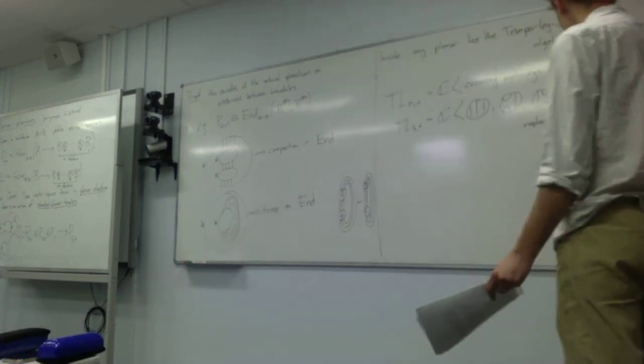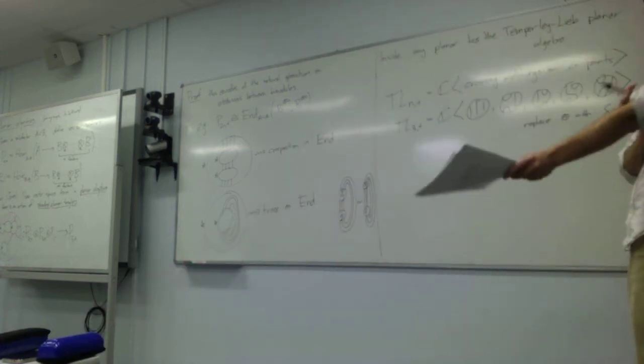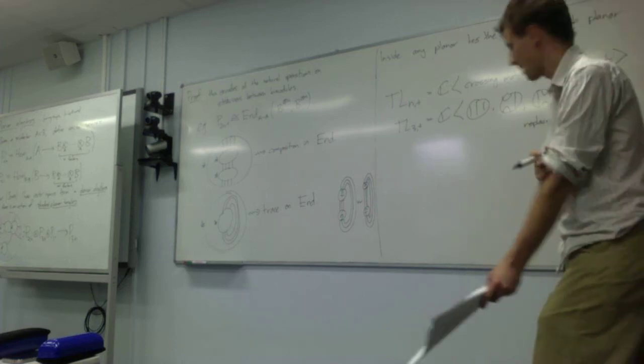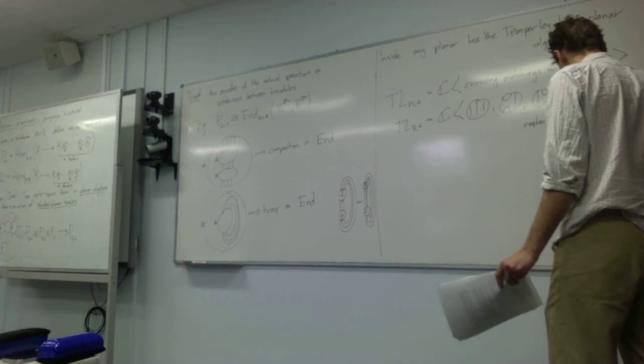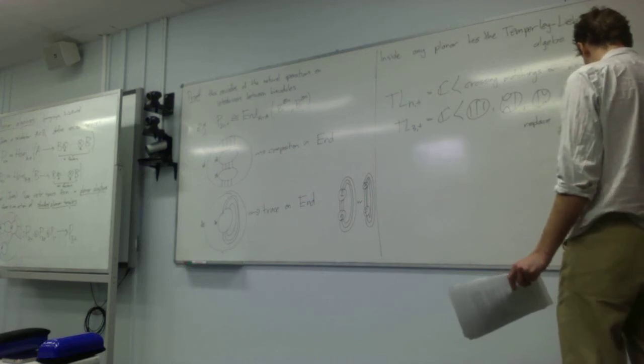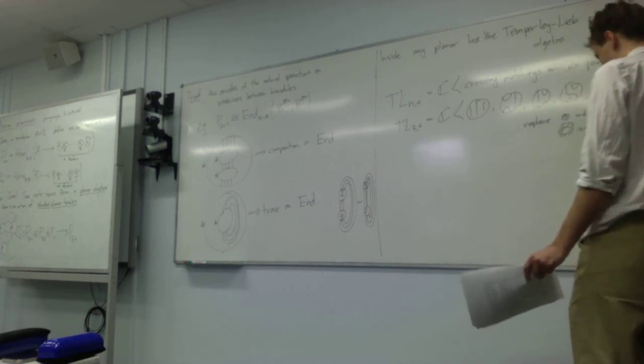Replaced the little circle with some complex number. Is that a shaded disk? It shouldn't matter. I drew it as shaded, but that is just confusing, because you can replace the other shaded disk also with the same complex number.